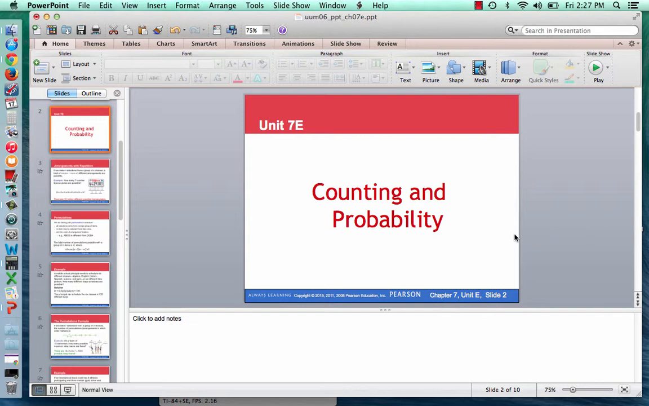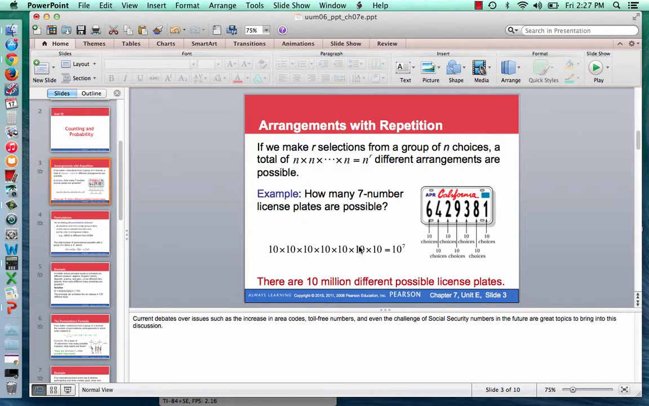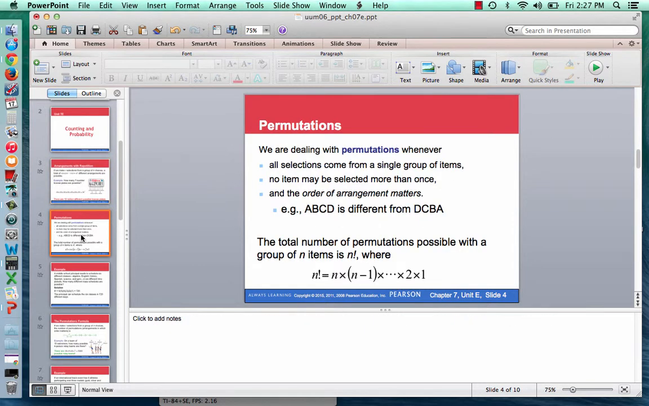And so that's it for this lecture. The big thing you need to remember is, if there's any repetition, then you're going to use the multiplication principle. If there is no repetition, then you have to decide if order matters or not, and that's the hard part of this section. If order does matter, you'll use the permutation formula like I was using. If order does not matter, then you're going to use the combination formula.